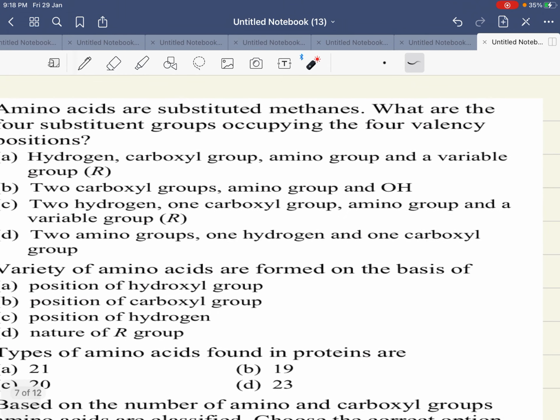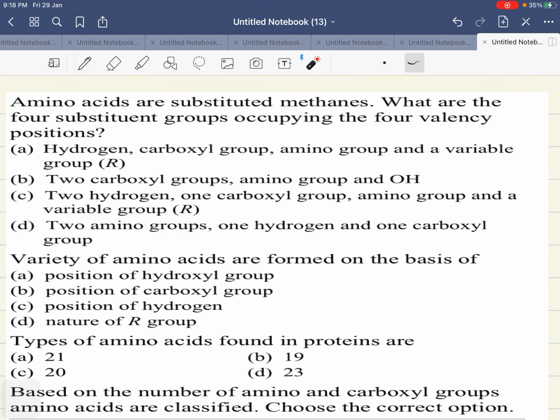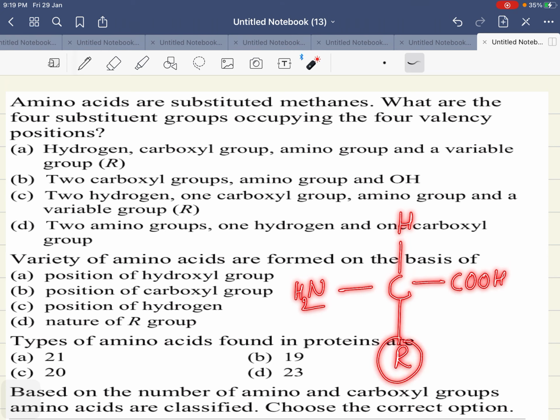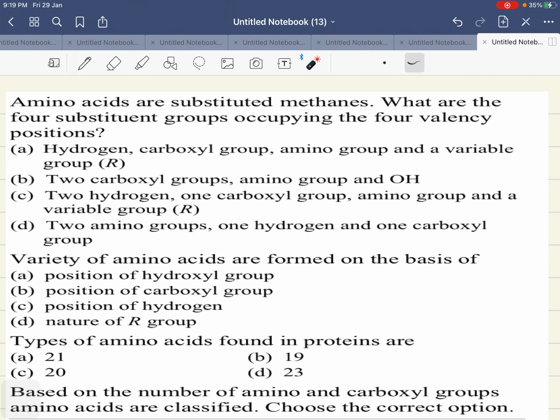Let's move to the next question. We have read about amino acids, right? Amino acids are substituted methanes. What are the four substituent groups occupying the four valency positions? You know that an amino acid is a substituted methane. So here first is carbon, another is COOH, another is the amino group, then there is one functional group. Which should be the correct option? The option with hydrogen, carboxyl group, amino group and a variable group. So the correct answer will be A.